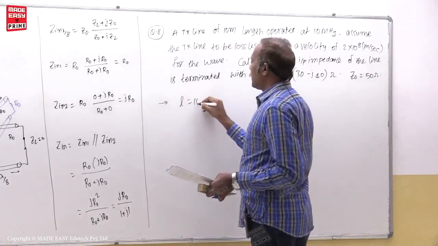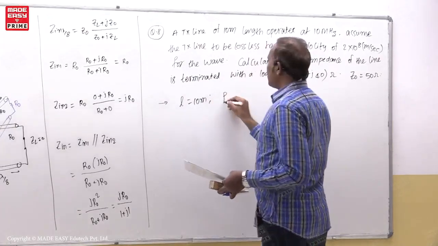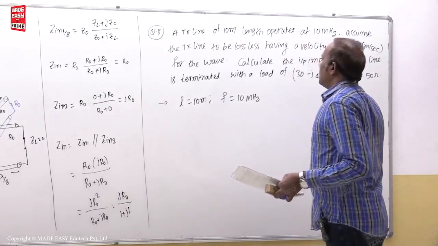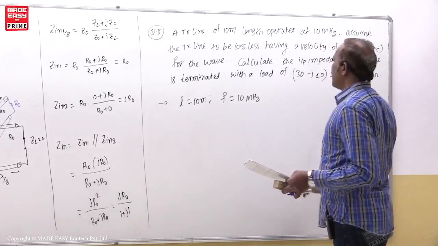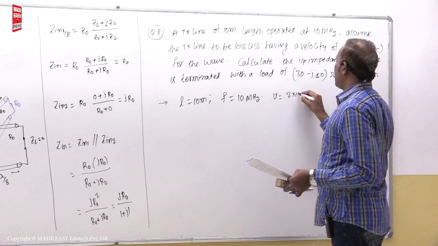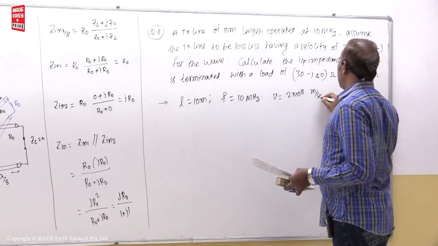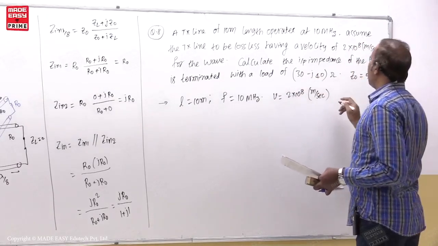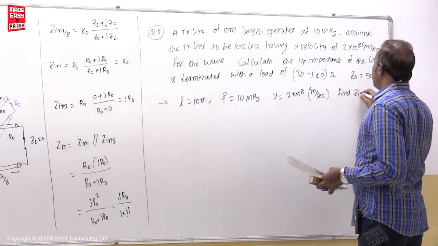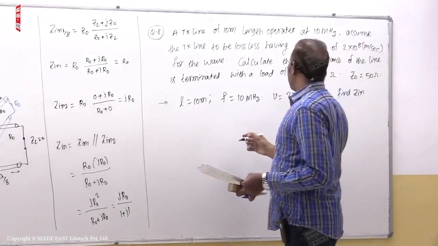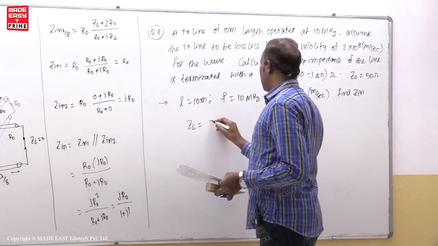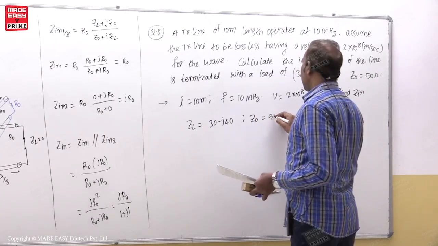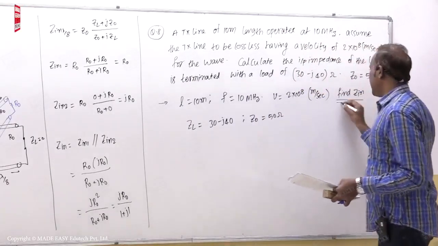So what is the length of the transmission line? 10 meter, it is given. What is the frequency of operation? 10 megahertz. So it is a lossless transmission line. What is the velocity given on the transmission line? 2 into 10 power 8 meter per second is given. Now calculate the input impedance. That means you have to find Zin of the line terminated with a load impedance ZL equal to 30 minus J40. Then what is the characteristic impedance? 50 ohm. Now you have to find Zin.